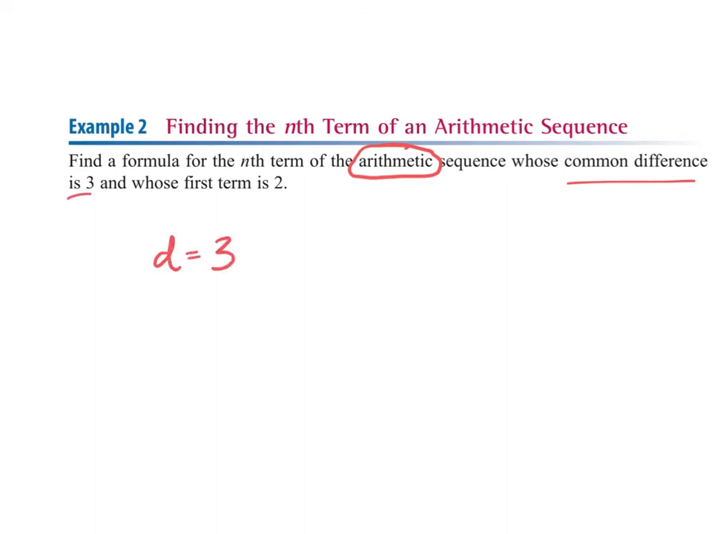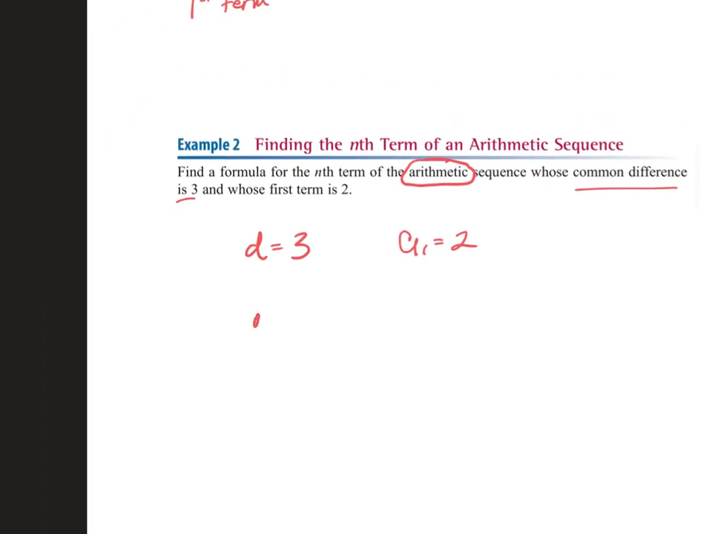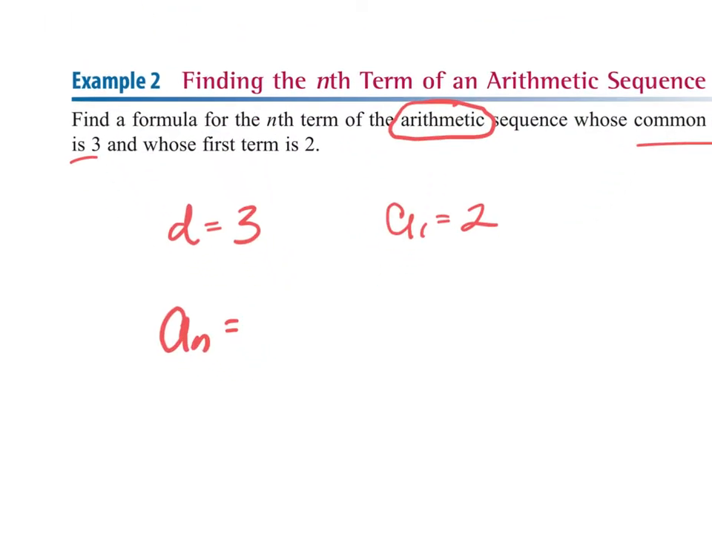This is how you would show your work. They tell you what the first term is, which is what? 2. So I'd say a sub 1 equals 2. And then I would just use the formula. So it's a sub n equals, what's that formula say? First term plus n minus 1 times the common difference, which is 3.